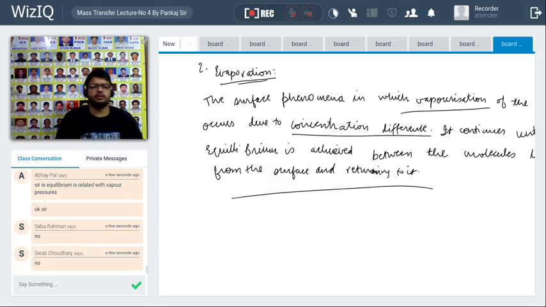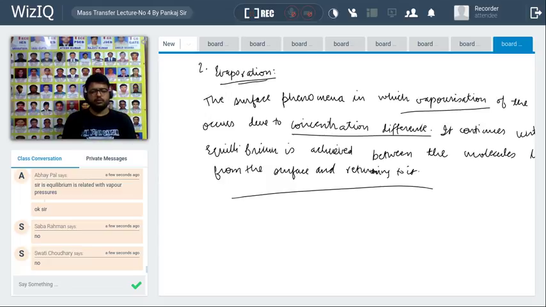Evaporation means this is our surface, and the molecules will move from here to the gaseous state. In summers, in Haryana or Rajasthan, the phenomenon can be observed very easily. If you put an open basket or an open bowl full of water, then after 4 to 5 hours you see that the amount of water has decreased. That is due to the concentration difference, which results in the movement of molecules from the liquid surface to the atmosphere.